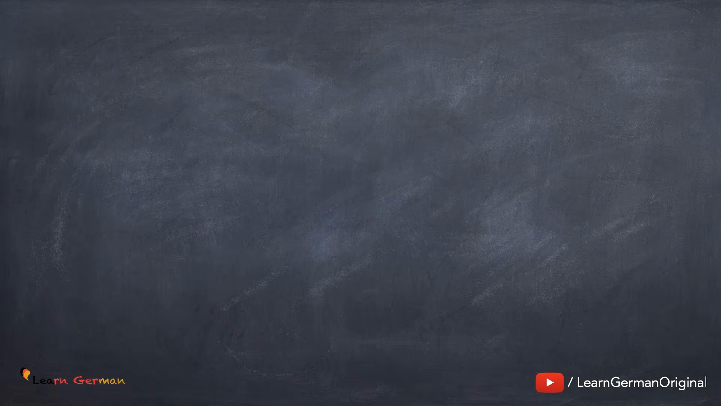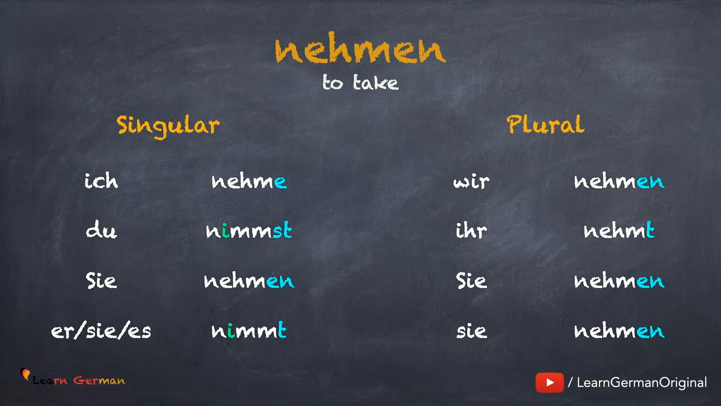The next verb is nehmen. Ich nehme. Du nimmst. Sie nehmen. Er, sie, es nimmt. Wir nehmen. Ihr nehmt. Sie nehmen. Do notice here that nehmen is an exception.